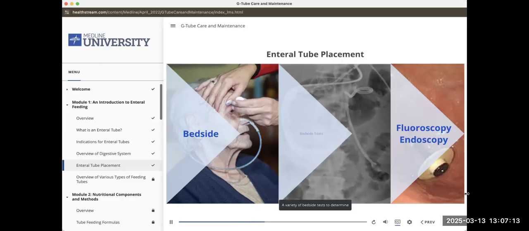A variety of bedside tests to determine tube placement are used with varying degrees of accuracy. Whether a tube is initially inserted or being used, there needs to be a mechanism in place which verifies placement of the tube. Tubes should be verified prior to any food being placed into the body cavity.